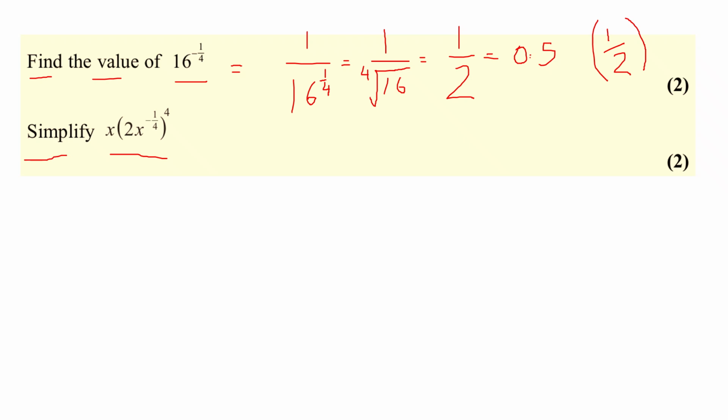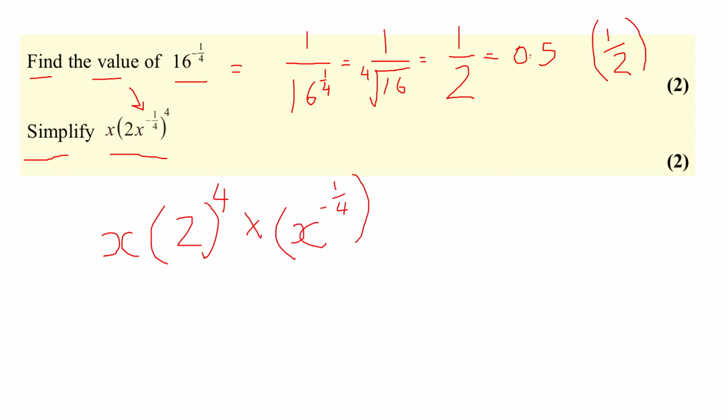Next up, simplify x times (2x to the minus a quarter) in brackets to the power of 4. So here, I'm going to address what's inside the bracket first and then multiply it by the x. So I have x times brackets. Now here I've got 2 to the power of 4, and it's being multiplied by x to the power of minus a quarter, all to the power of 4, guys. Now 2 to the power of 4 is just 2 times 2 times 2 times 2, which is 16. So we have x times 16 there.